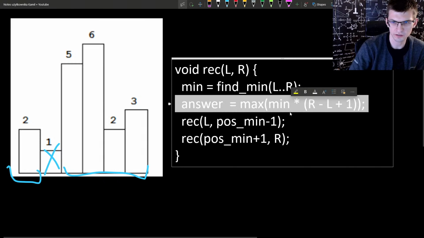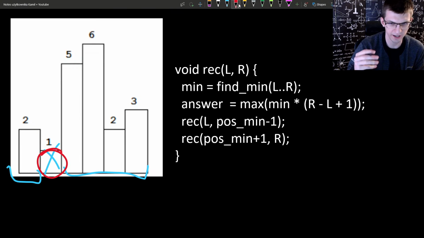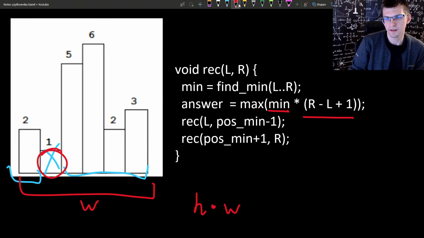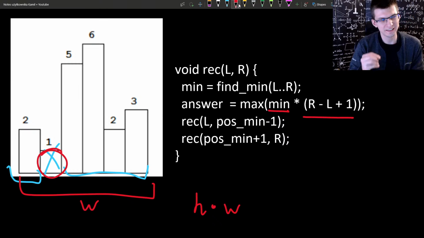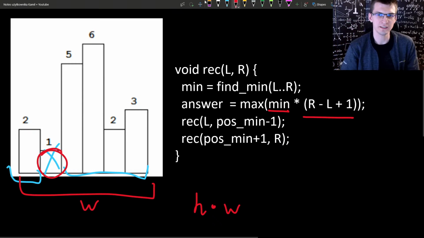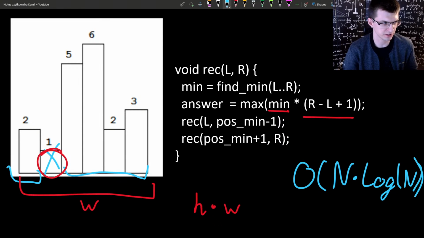This line with answer just says that if I see that the lowest column has height h, and the width of this is w, then I consider height times width as the answer. This is height, this is width. Now if the data is random, if the sequence isn't sorted but random-ish, then this is n log n. And it's quite common, for example, merge sort is n log n for the same reason, assuming that this part we do in linear time.